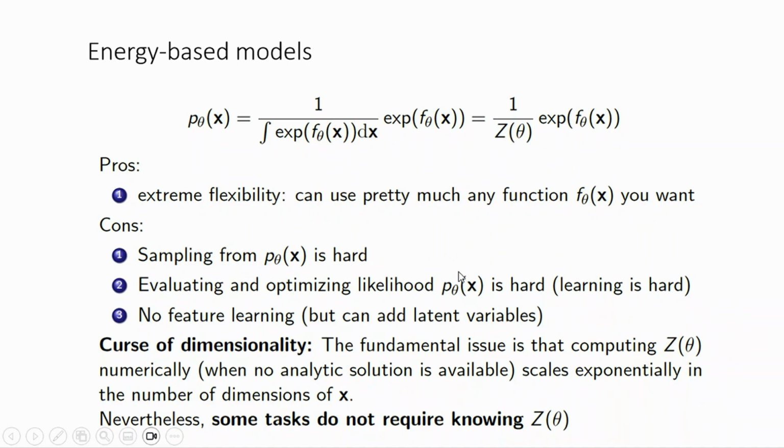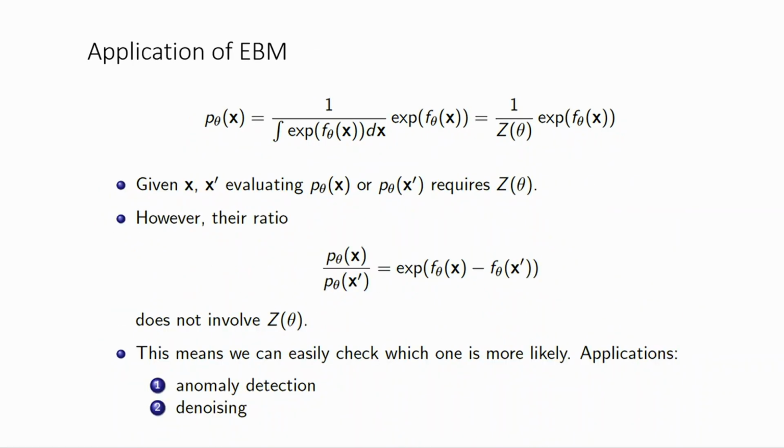The fundamental reason why this is hard to compute is the curse of dimensionality, where you can't simply enumerate all possible x, especially in a high dimensional space. But as I mentioned, some tasks do not require using the Z, and in a lot of these cases, we can exactly sample from it without knowing the normalized probability underlying. Sorry, we need to know the energy function, but we don't need to know the underlying probability or density function. One such example is anomaly detection or denoising.